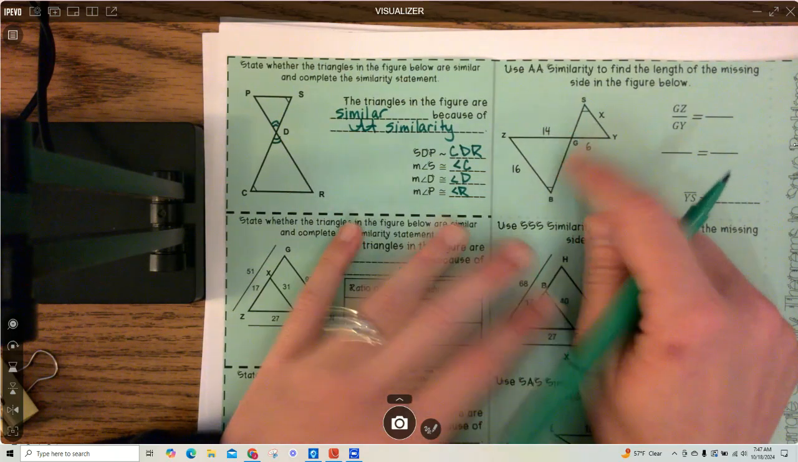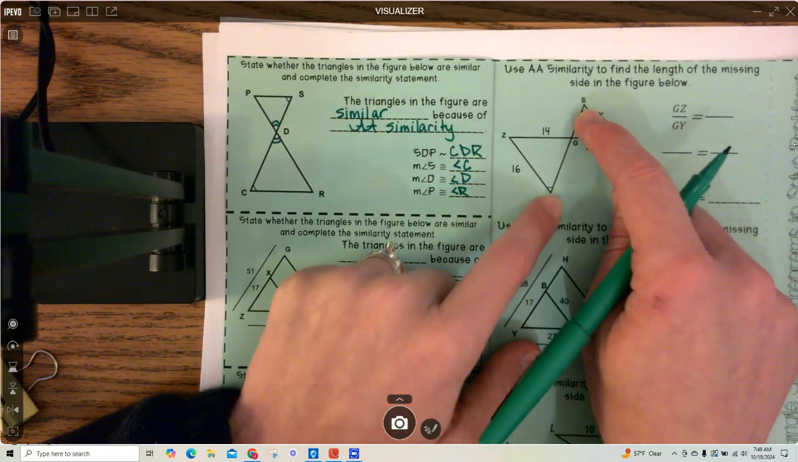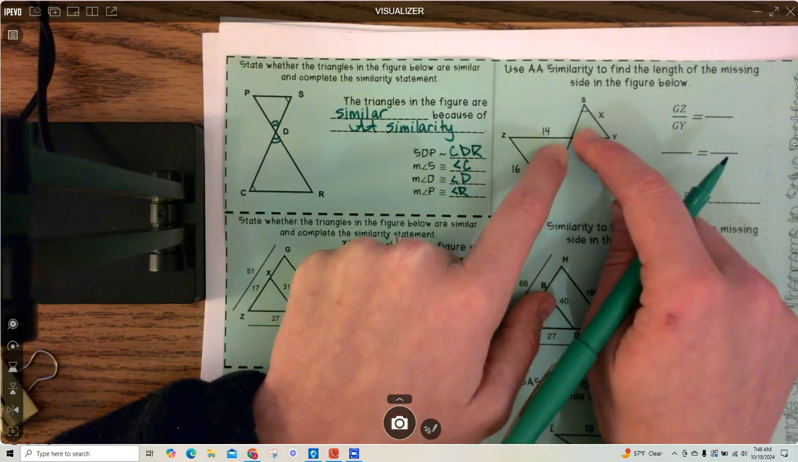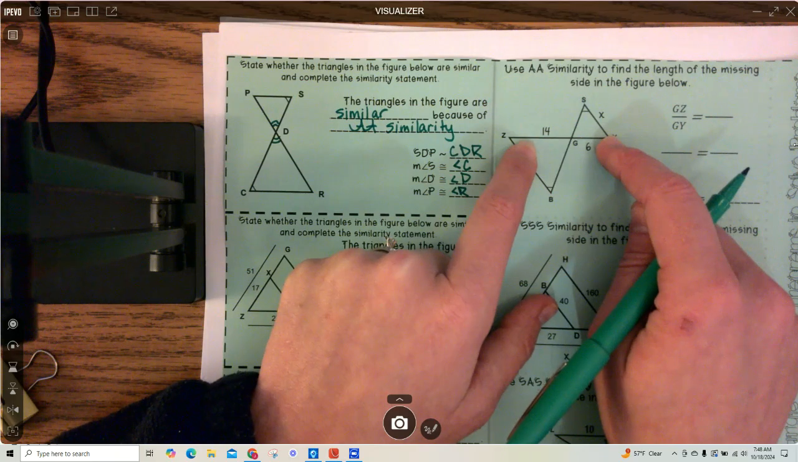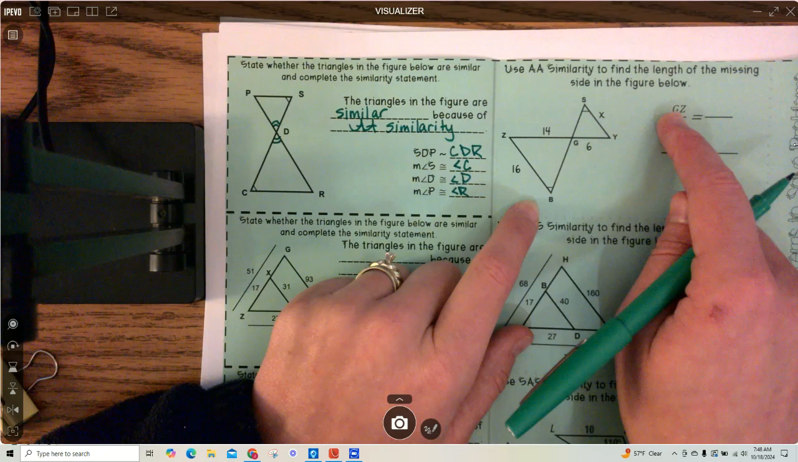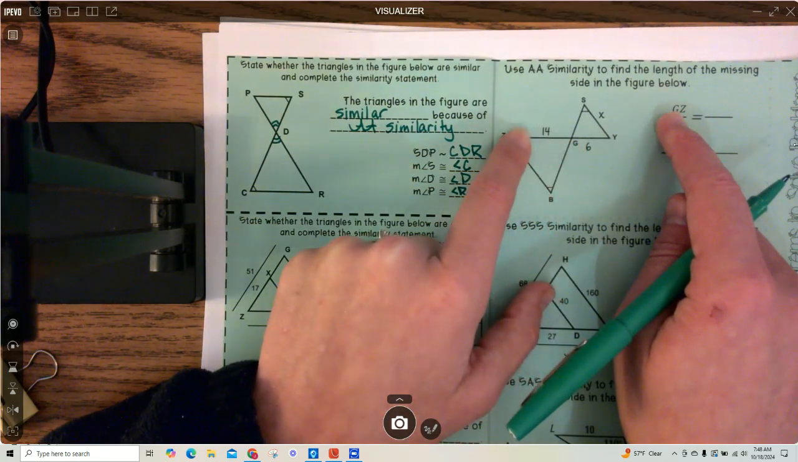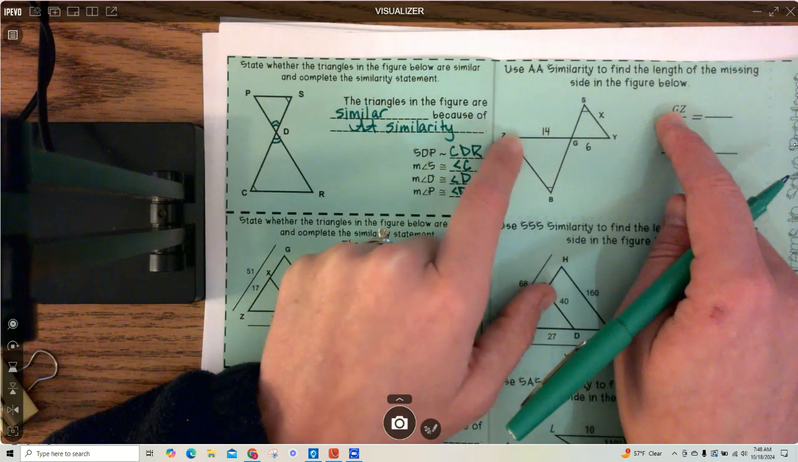So now we're going to use angle-angle similarity to find the length of the missing side in the figure below. So again, we know that these are similar triangles because these two match. These two are vertical angles, which automatically means these are in common. But we have to match up the sides. So first we've got GZ. So GZ is this one. So from the center out. So we're going from the center to the angle that doesn't have a label in the corner.